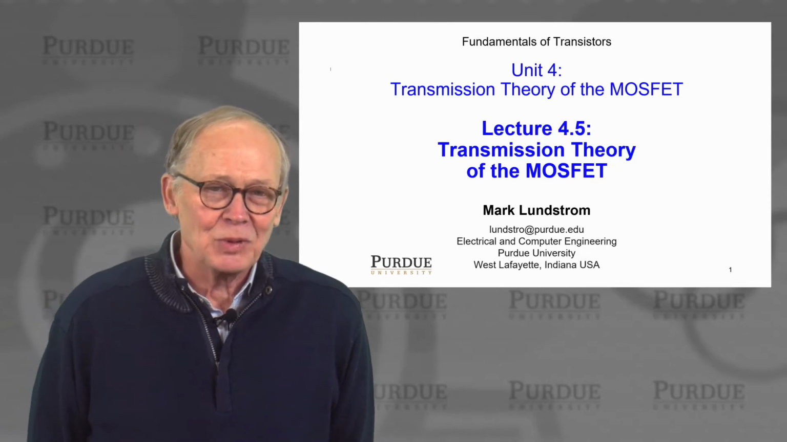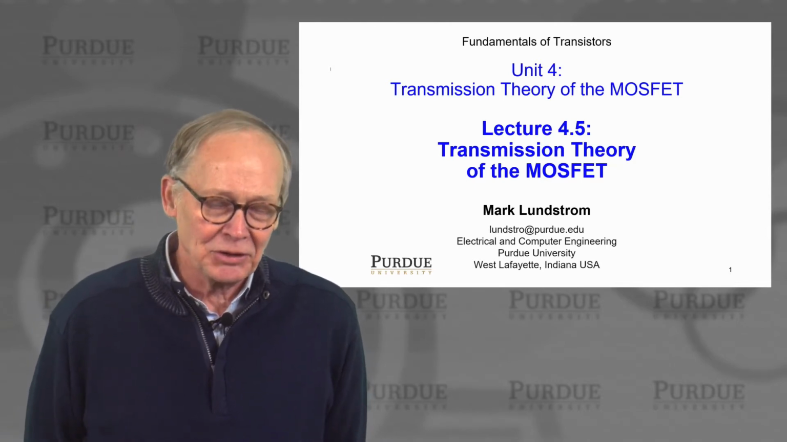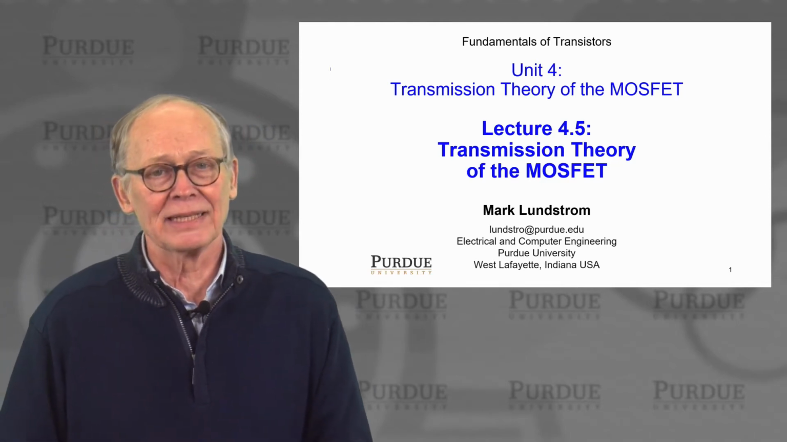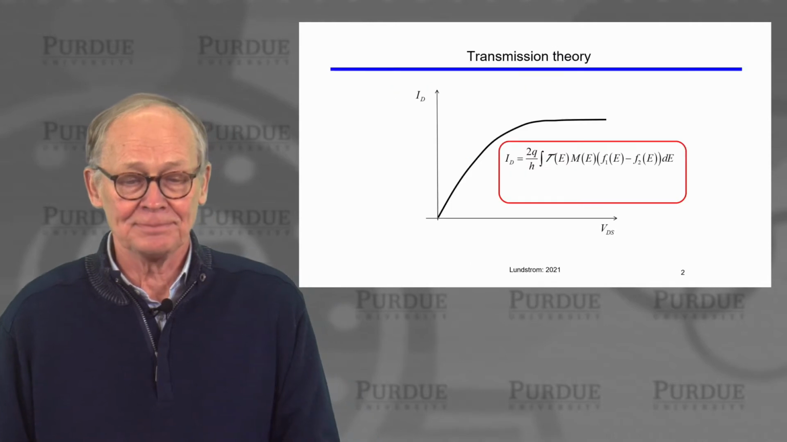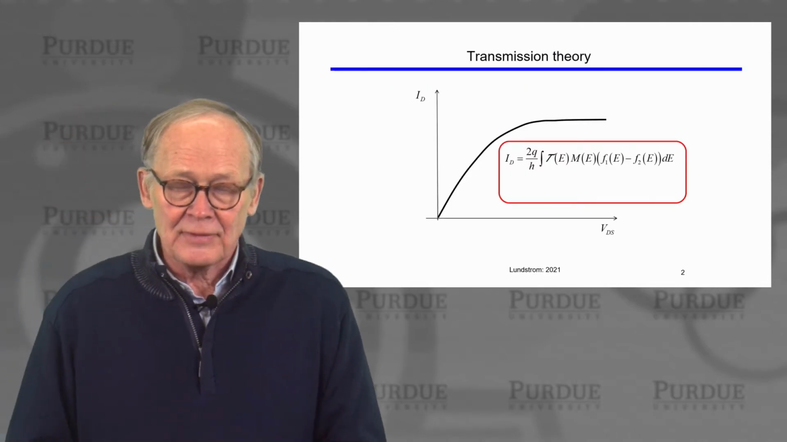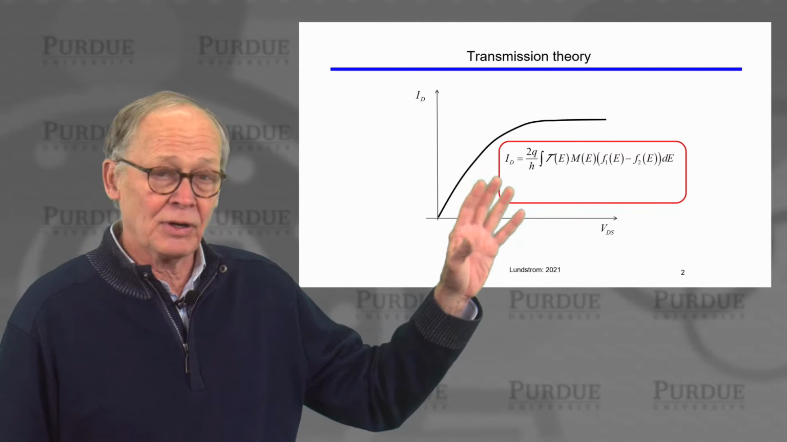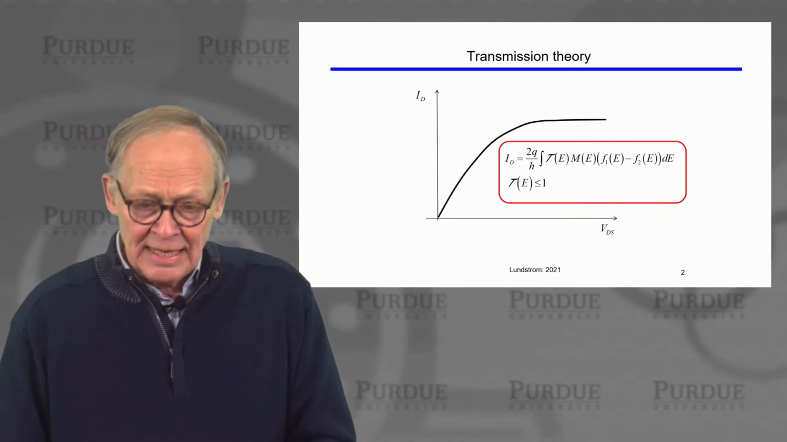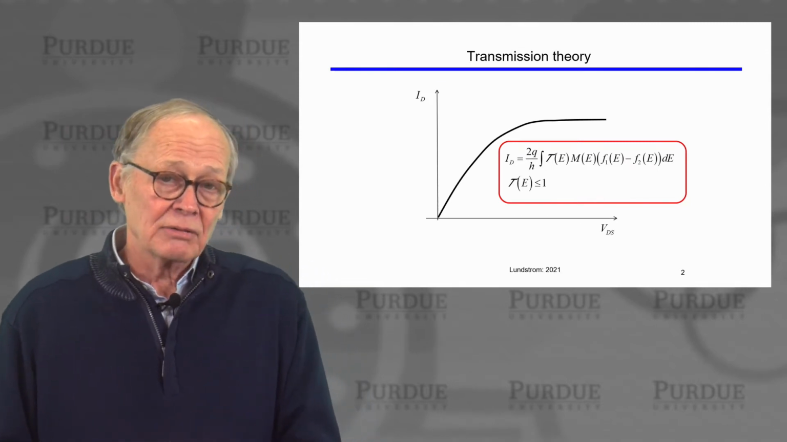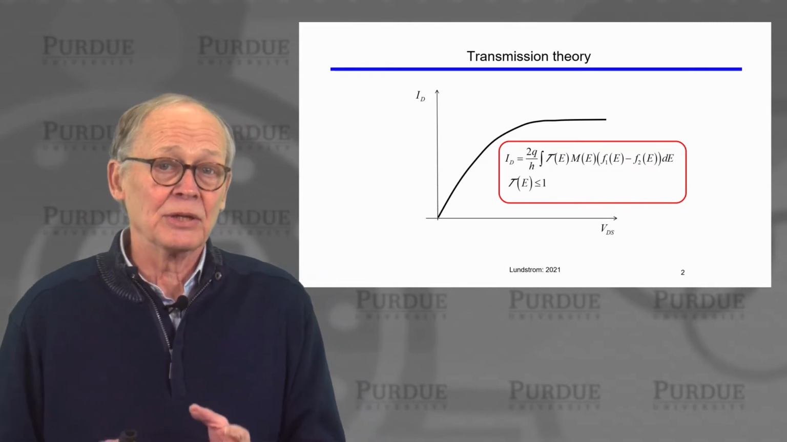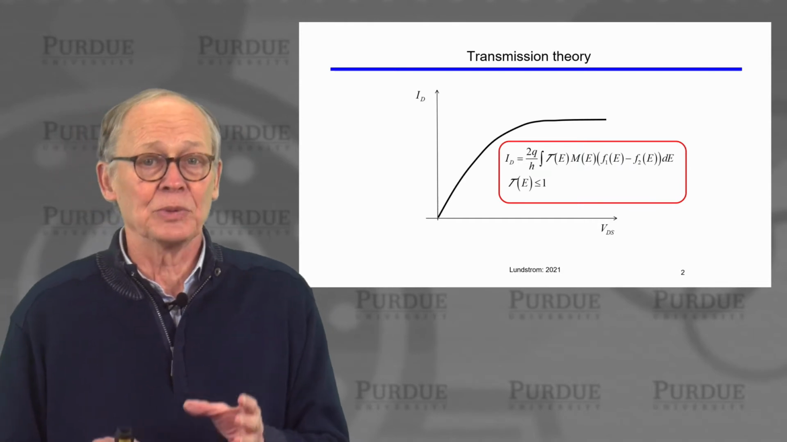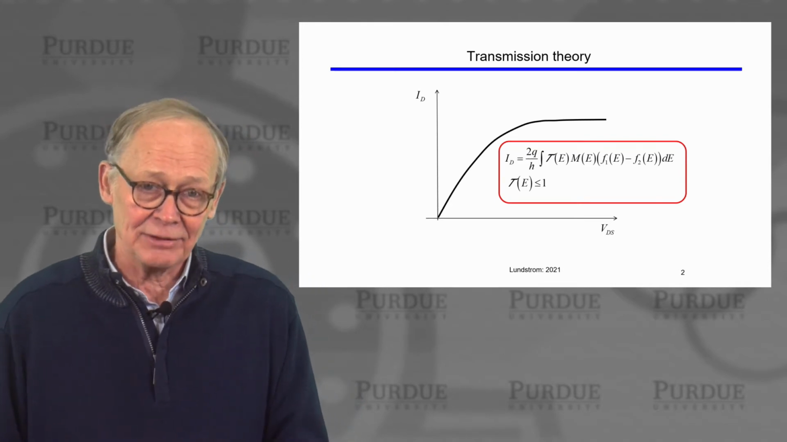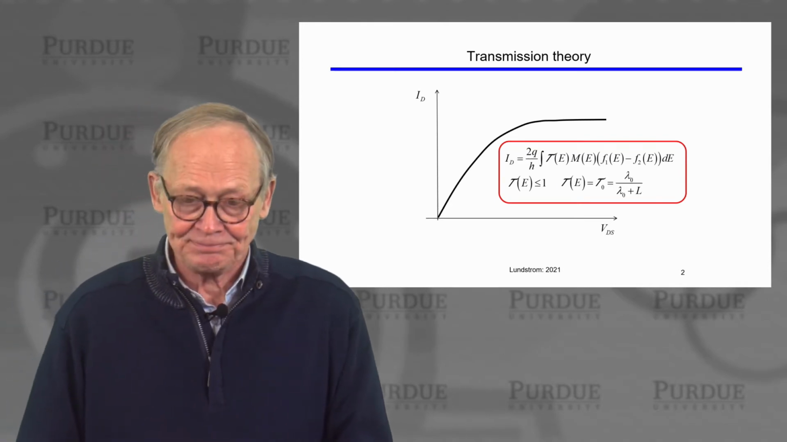Well, welcome back. We are ready to complete our theory of the MOSFET. We call this the transmission theory because the transmission parameter plays a key role in this theory. So recall, we have an expression for the current that involves the transmission, number of channels, and the Fermi functions in the two contacts. In this lecture, we're going to allow the transmission to go between 0 and 1. We're not going to assume it's 1 as we did for the ballistic MOSFET. We're going to allow for the presence of some scattering of the carriers in the channel.